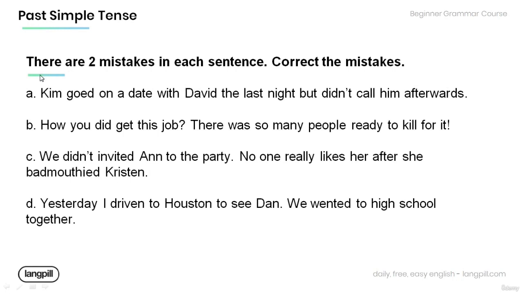There are 2 mistakes in each sentence below. Find those mistakes and correct them. A. Kim got on a date with David the last night, but didn't call him afterwards. B. How you did get this job? There were so many people ready to kill for it.